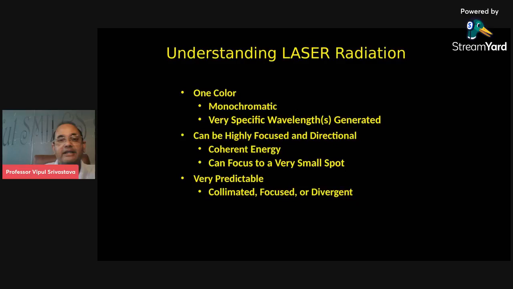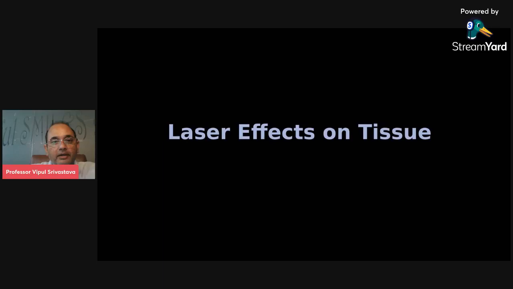Also, we need to know what happens when light hits the tissue. The same reaction that happens when light hits a normal tissue happens when laser light hits the soft tissue or our hard tissue. Let me go to more application of hard tissue. Let me skip this slide first of all. So, laser effect on the tissue, we will go.